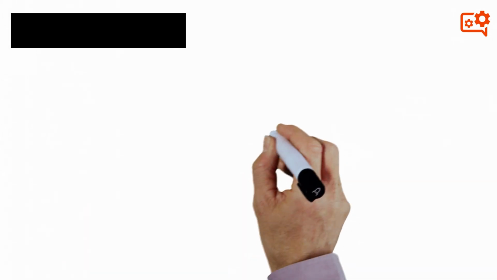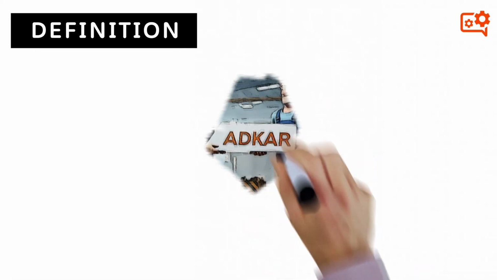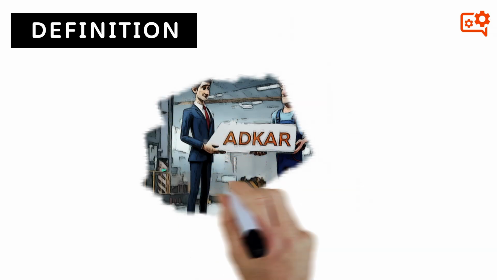Today we'll explore the ADKAR model, a step-by-step method for successful change in any organization. ADKAR stands for awareness, desire, knowledge, ability, and reinforcement. It helps employees adopt change effectively and sustainably.